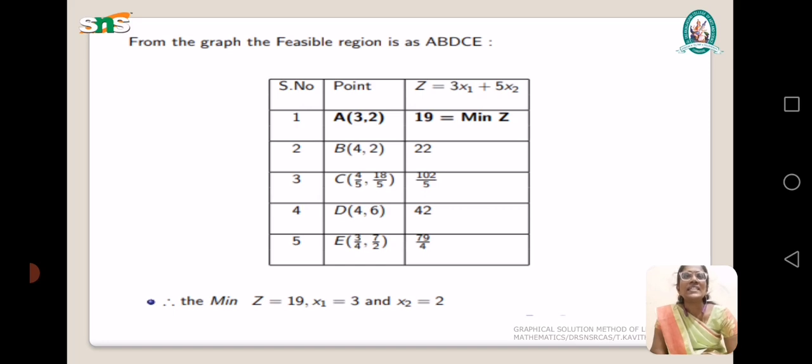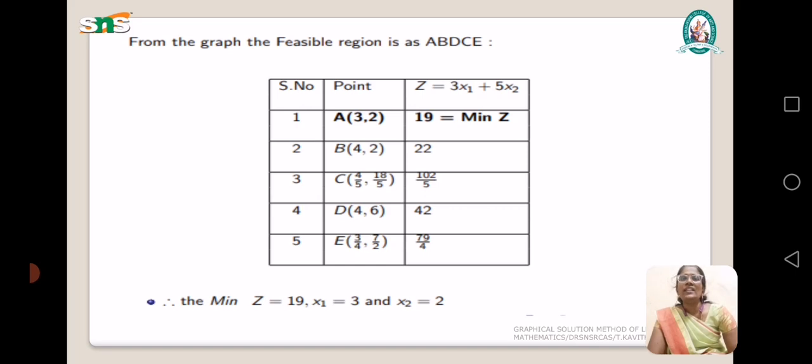Now we have to find the Z value, 3 into x1 plus 5 into x2. First, we substitute the first point A: 3 into 3 plus 5 into 2, we get 19. Second, the point B, 4,2: 3 into 4 plus 5 into 2, we get 22. Next, the point C is 3 into 4/5 plus 5 into 18/5, we get 102/5. Then the point D: 3 into 4 plus 6 into 5, we get 42. Then the point E is 3 into 3/4 plus 5 into 7/2, totally we get 17/4.